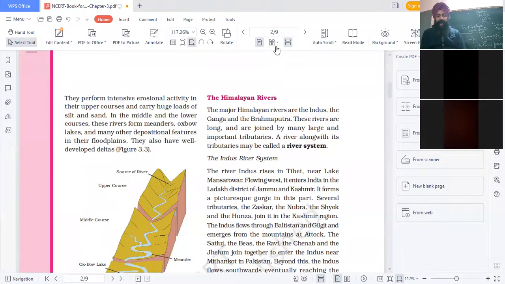Himalayan rivers at their youthful stage carve narrower valleys, and at the mature stage they have broader valleys.